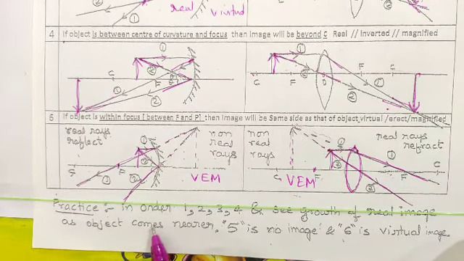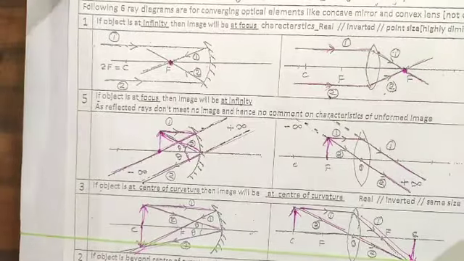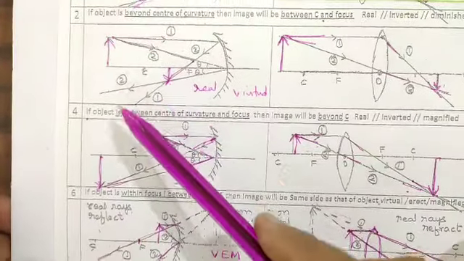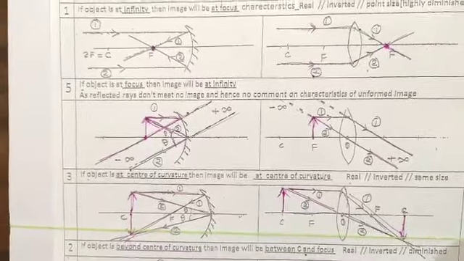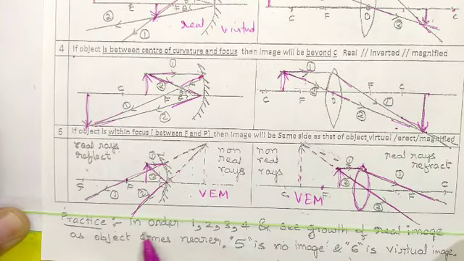So now practice these ray diagrams. We are given them in random order. You see here, after 1 we went to 5, 5 to 3, 3 to 2, 2 to 4 and 6. Because I wanted to show you that 2 and 4 are quite opposite, and that 1 and 5 are quite opposite. But actually you have to practice in the order 1, 2, 3, 4, 5.